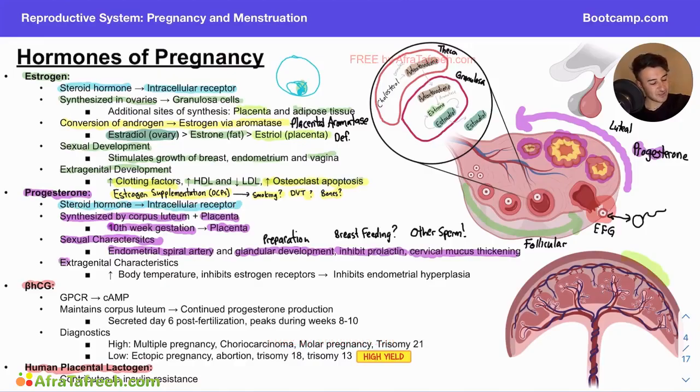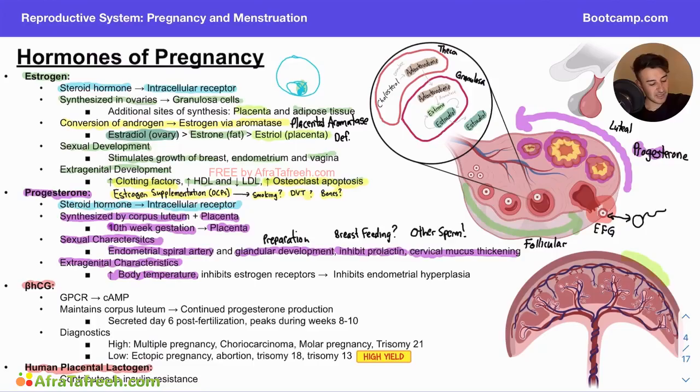In terms of extragenital characteristics, we're going to have an increase in body temperature. And why an increase in body temperature? It's because we are metabolizing so much faster in preparation for our fetus. And a lot of times you'll hear about women taking their temperature throughout their menstrual cycle to figure out where they are. They are doing this because they are trying to sense if they are in an area of their menstrual cycle where progesterone is high, aka the luteal phase, and that will show in a higher temperature.